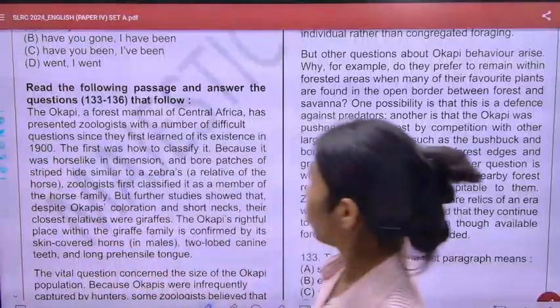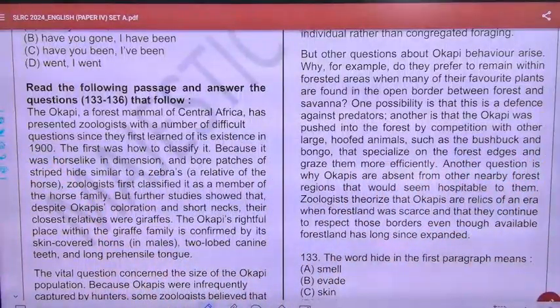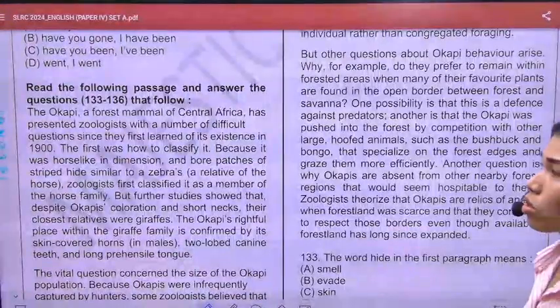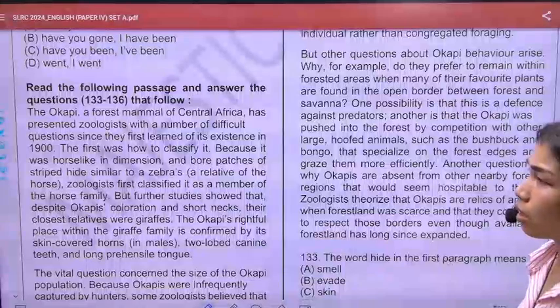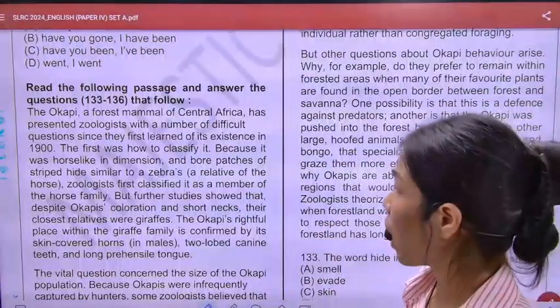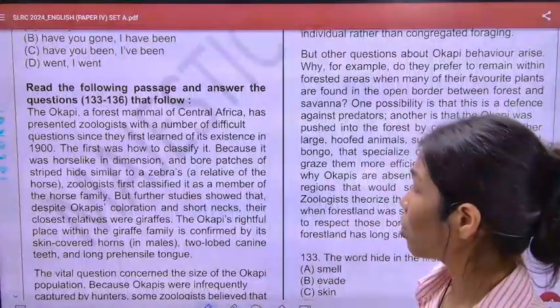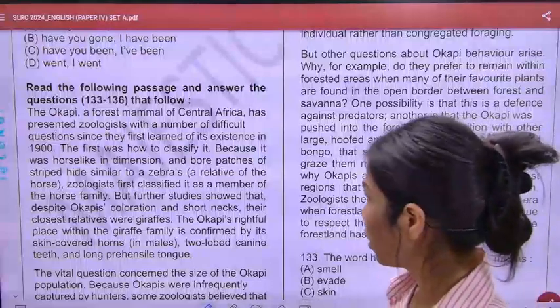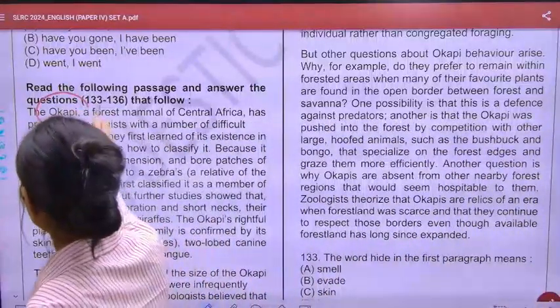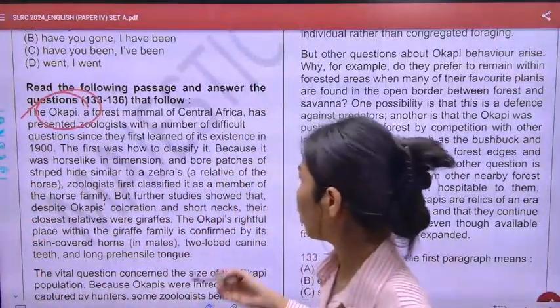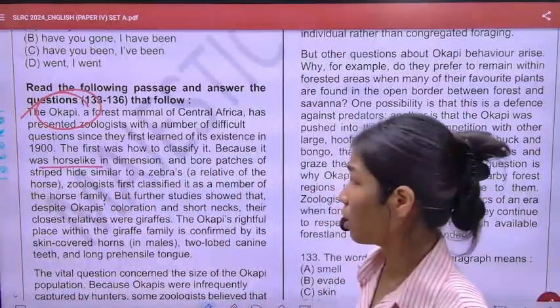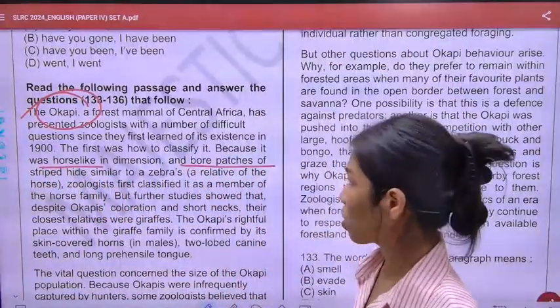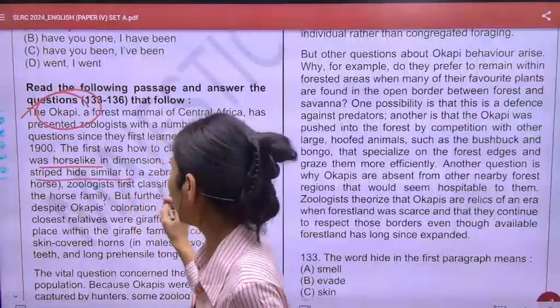Okay, so first, the okapi, a forest mammal of Central Africa, has presented zoologists with a number of difficult questions since they first learned of its existence in 1900. The first was how to classify it, because it was horse-like in dimension and bore patches of striped hide similar to zebra.